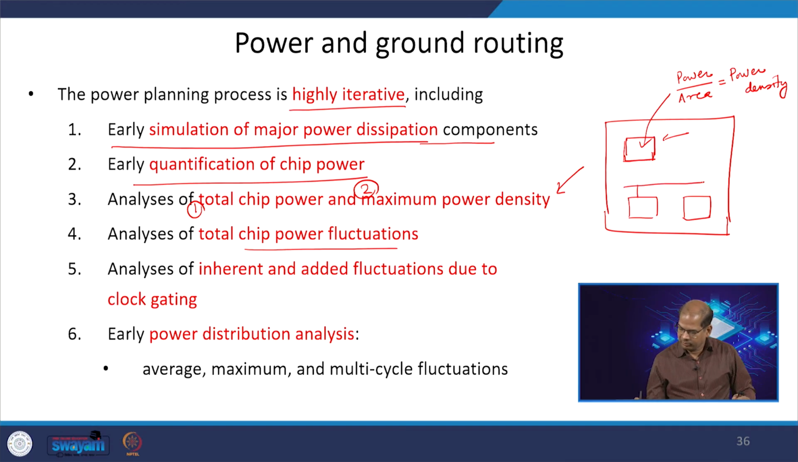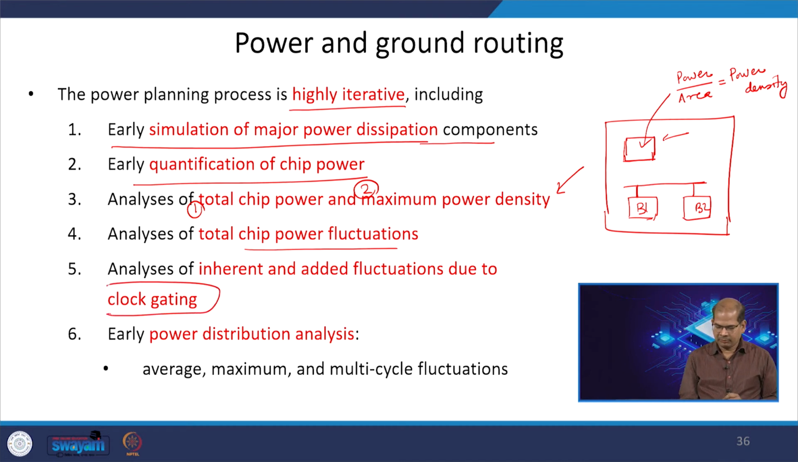Let us say this is the power line, and if I do a switch off and switch on, this is block A and block 1 and block 2. If I switch off block 1, then there will be a fluctuation in the power at block 2. So, these things need to be taken into account while doing the power and ground routing. Similarly, this is applicable for clock gating. Whenever you are doing clock gating, there is also a fluctuation in the power and ground lines.